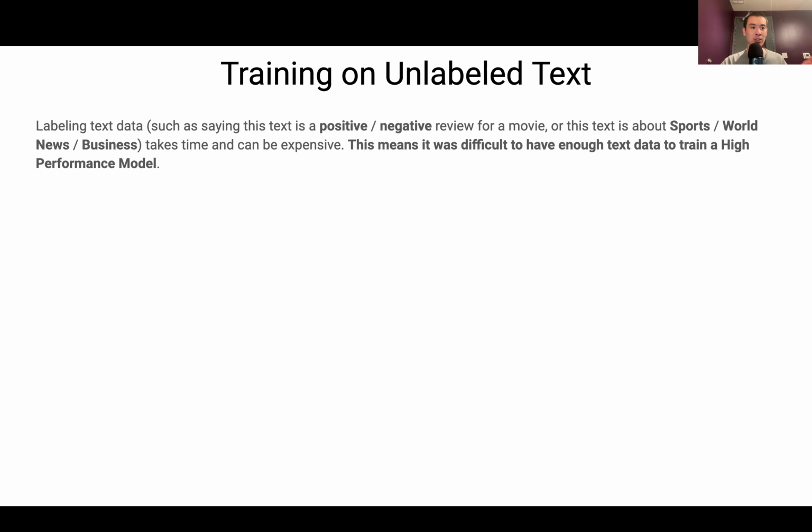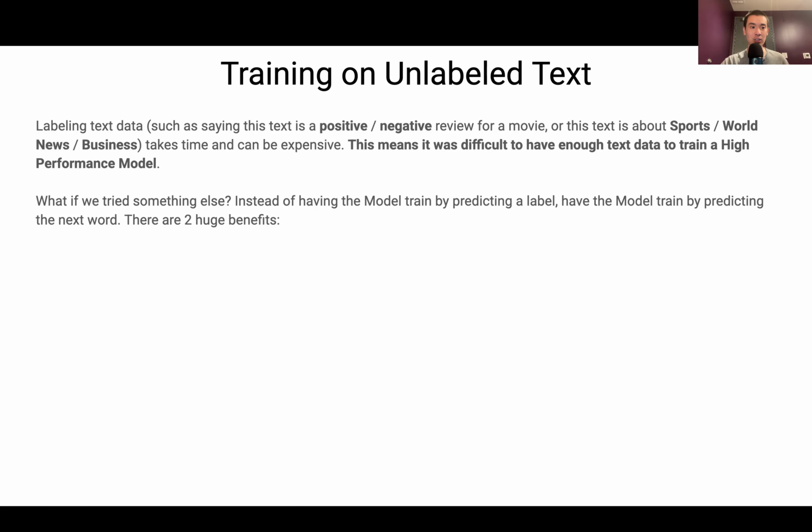When it comes to training on unlabeled text, labeling text data, such as saying this text is a positive or negative review for a movie, or this text is about sports, world news, or business, like we categorize it, takes time and can be expensive. This means it was difficult to have enough text data to train a high performance model. But what if we tried something new, something revolutionary?